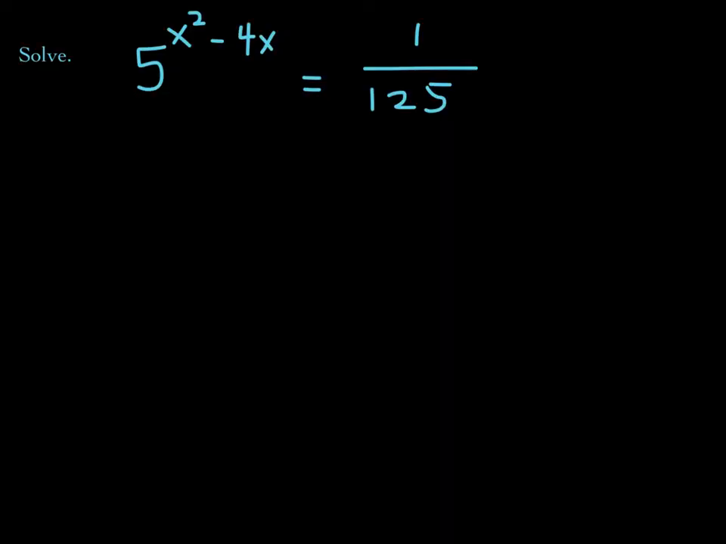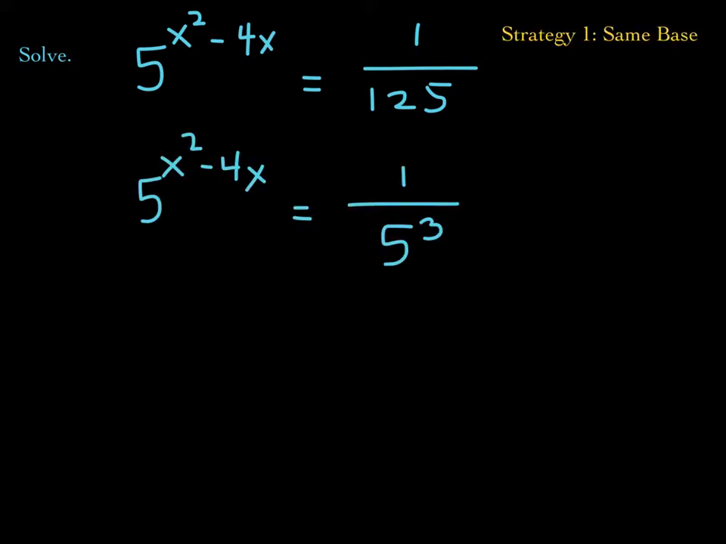Here's a new example. 5 raised to the power of x squared minus 4x is equal to 1 over 125. The left-hand side is base 5, and I do know that the number 125 is 5 cubed. I can rewrite this as 1 over 5 cubed. So I'm going to use strategy number 1 again. I'm going to get the same base on both sides. I rewrote 125 as 5 cubed, but I can do even better than this. I can rewrite the right-hand side as 5 to the power of negative 3.